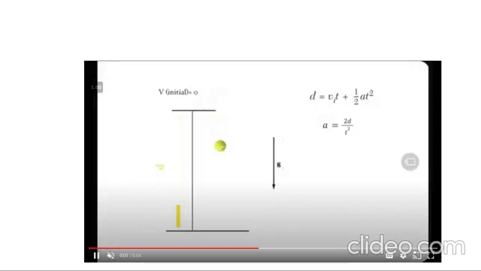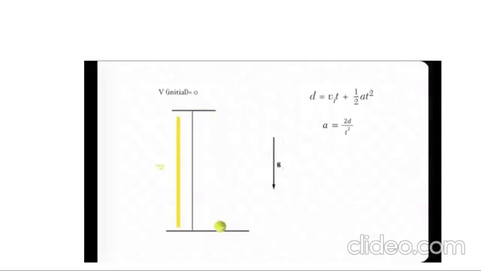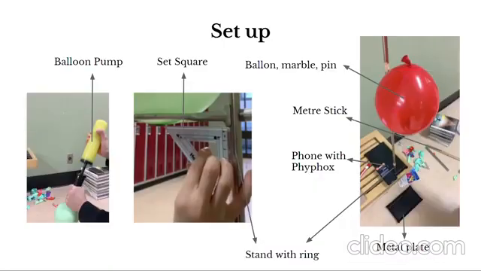As you can see in this video, d is the displacement of the object above ground, v naught is the initial velocity, and t is the time in seconds it took the object to fall from rest. Our setup includes a metal ball, a metal stand, balloons, a pin to pop the balloon, and a ring. The measuring tools we are using include a meter stick, a set square, and the Firefox app.